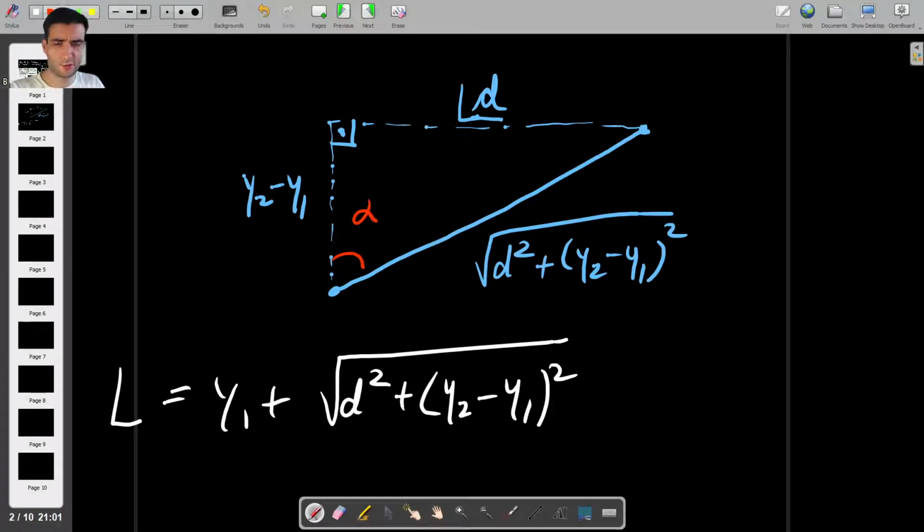Now, how can we actually use this in any useful way? So the key here is that the thread is inextensible, so it doesn't actually get longer or shorter because it's always going to be taut.